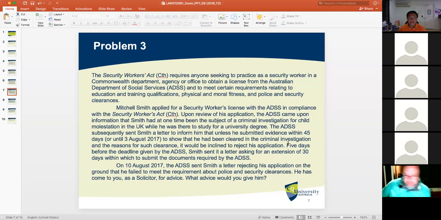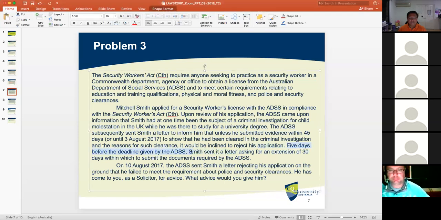Thank you, Clinton. Very good. So we notice here that what Smith had done was actually to request an extension 5 days before the deadline, but the ADSS refused the extension. So because the ADSS refused the extension, Mitchell Smith therefore failed to provide evidence that would have countered or contradicted the allegations against him. Do you suppose that this meets the standard of Wednesbury Unreasonableness or not? Can I just get you to say yes or no?